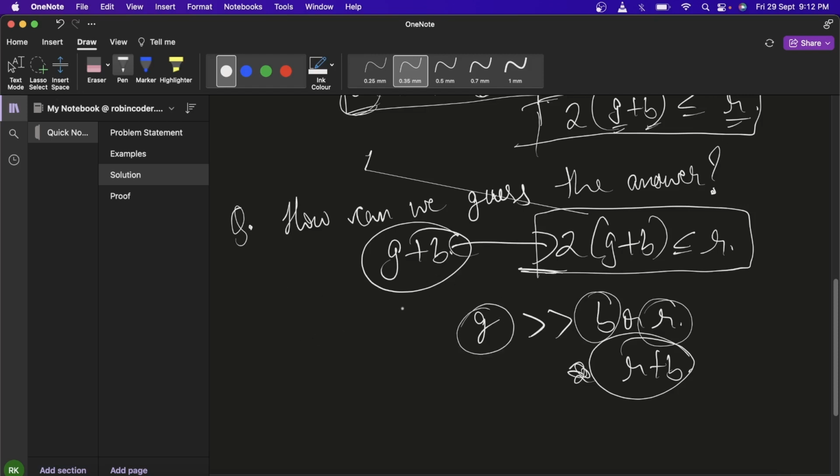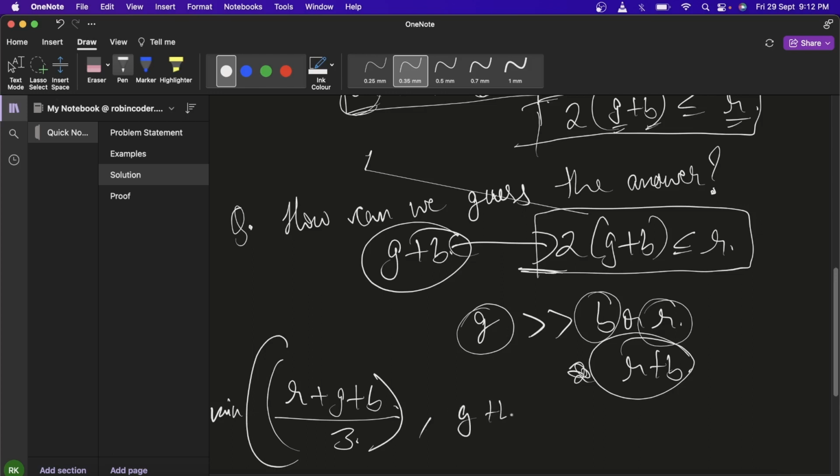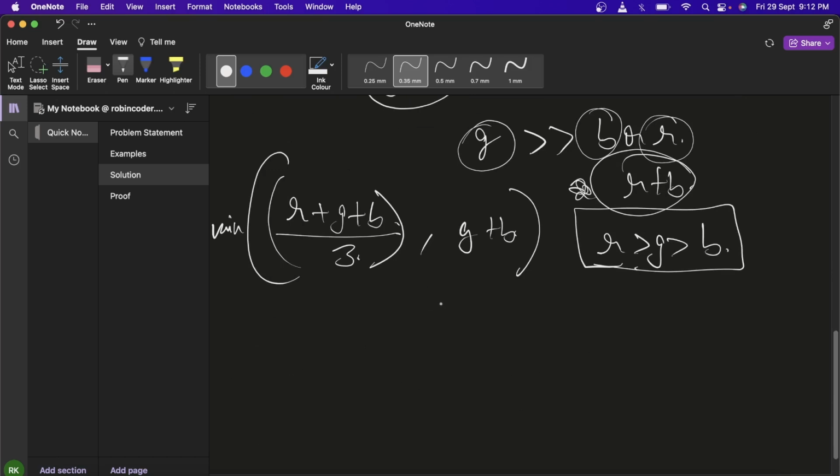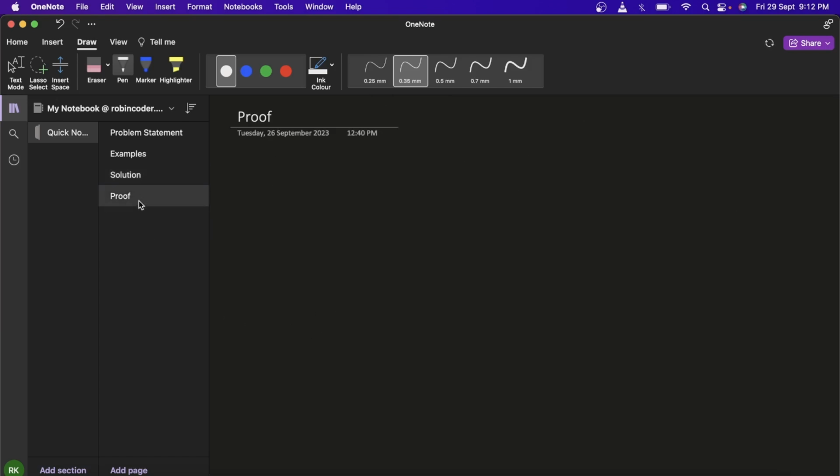So the second case is like I just made a guess that the answer would be (R plus G plus B) upon 3. That would be the answer. So I submitted this solution, taking the minimum of this value and G plus B, assuming that R is greater than G greater than B. Now I submitted it on Codeforces and it got AC. So now remaining is the proof. So let's head to the proof now.